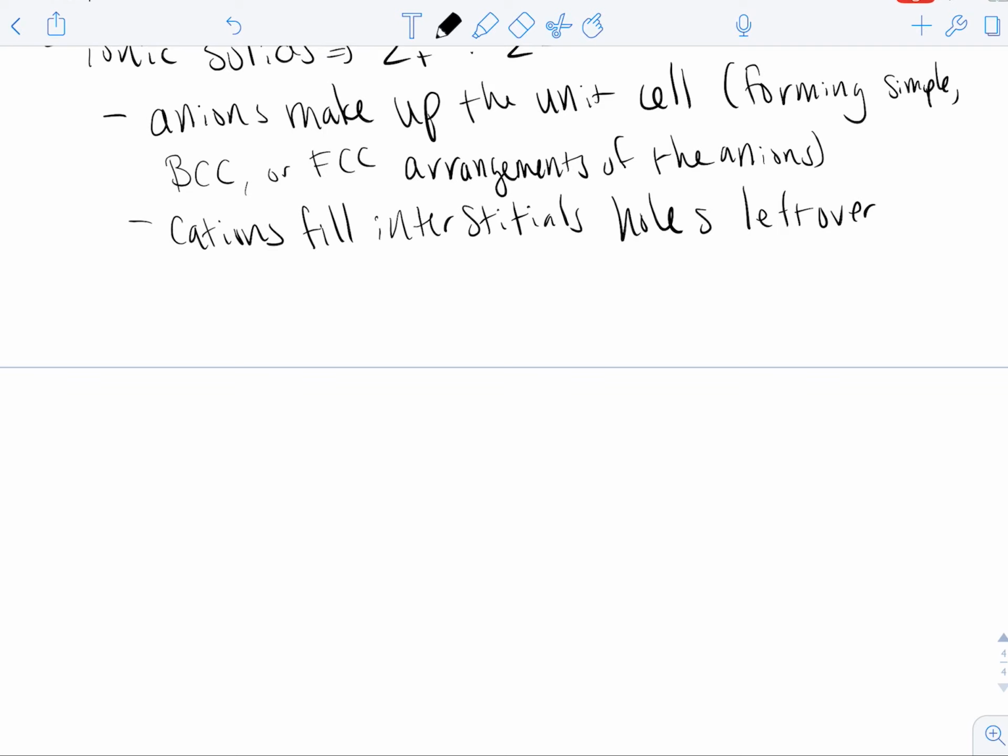So these interstitial holes, which we're going to talk about in a further video, are cubic, tetrahedral, and octahedral holes. It'll be based on size. So we'll look at all of that in a further video. Bye, y'all.